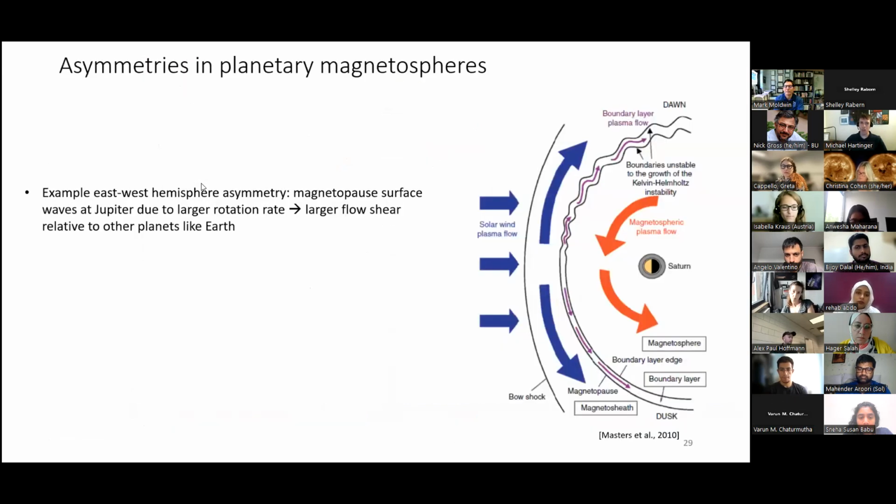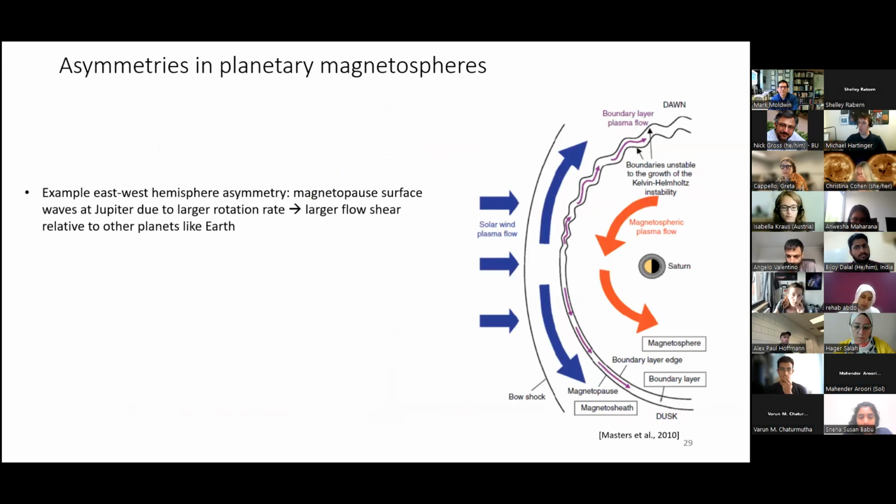And this is my last slide. I just wanted to show one example of an east-west asymmetry because I showed this already. And it's yet another example of why co-rotation dominated magnetospheres are different. It's another difference you can get between co-rotation dominated magnetospheres and magnetospheres that aren't as co-rotation dominated like Earth. And you can see here that there's this asymmetry in the Saturn magnetosphere in terms of where you get the larger surface waves from the Kelvin-Helmholtz instability.